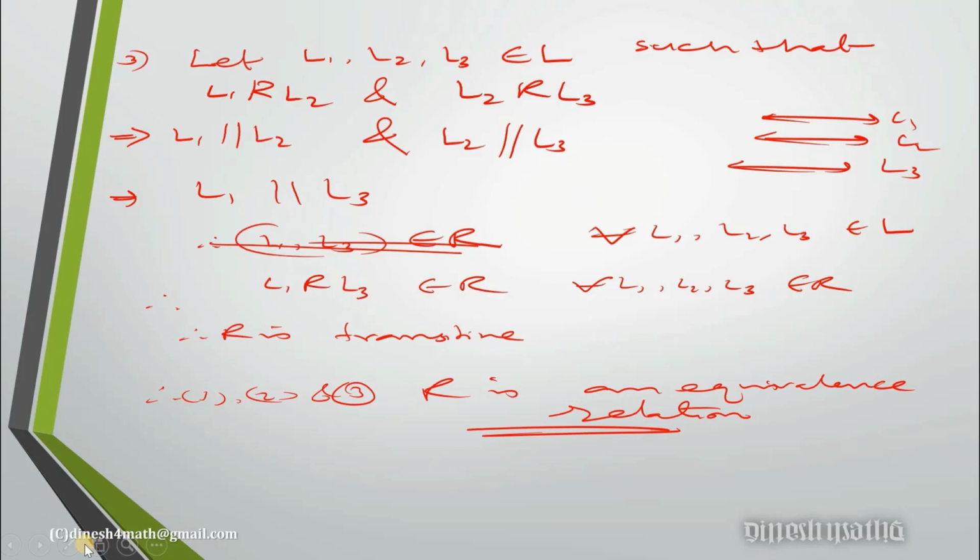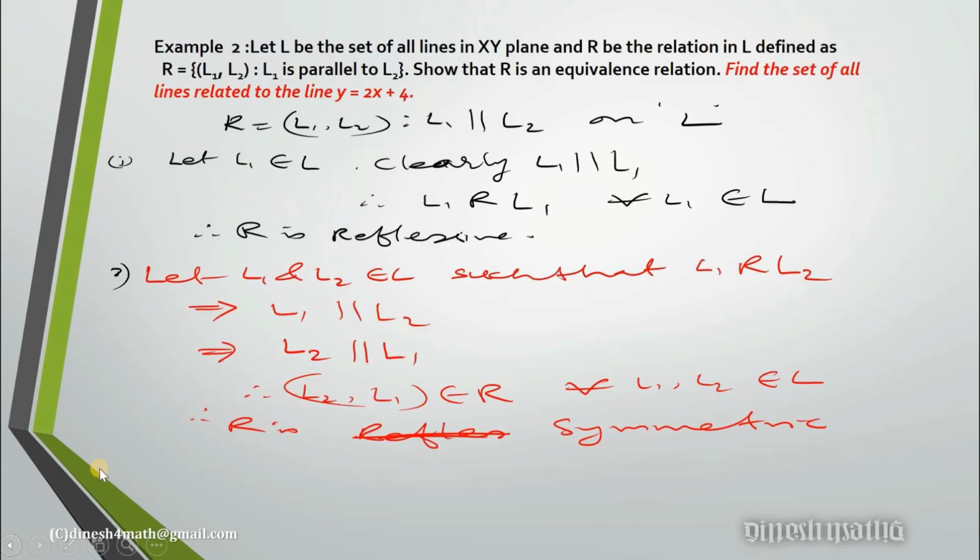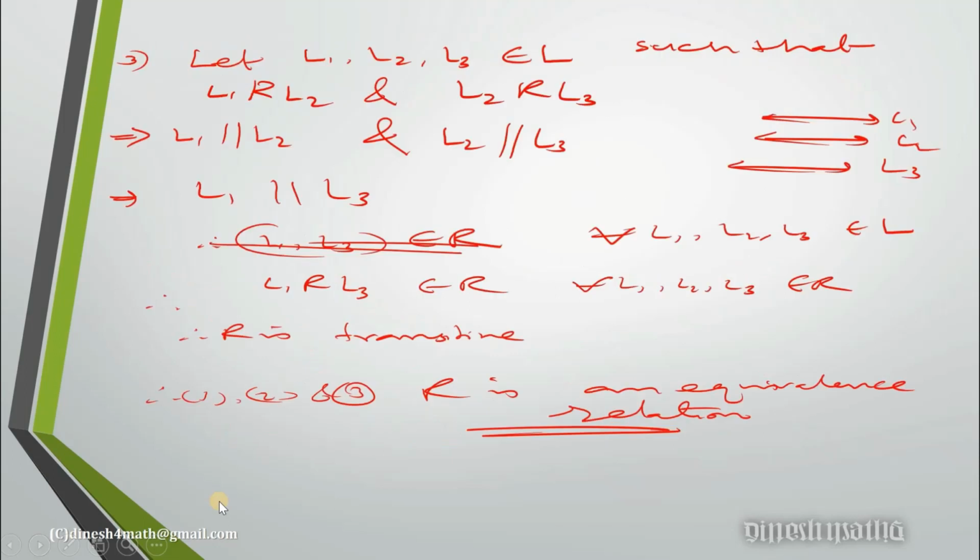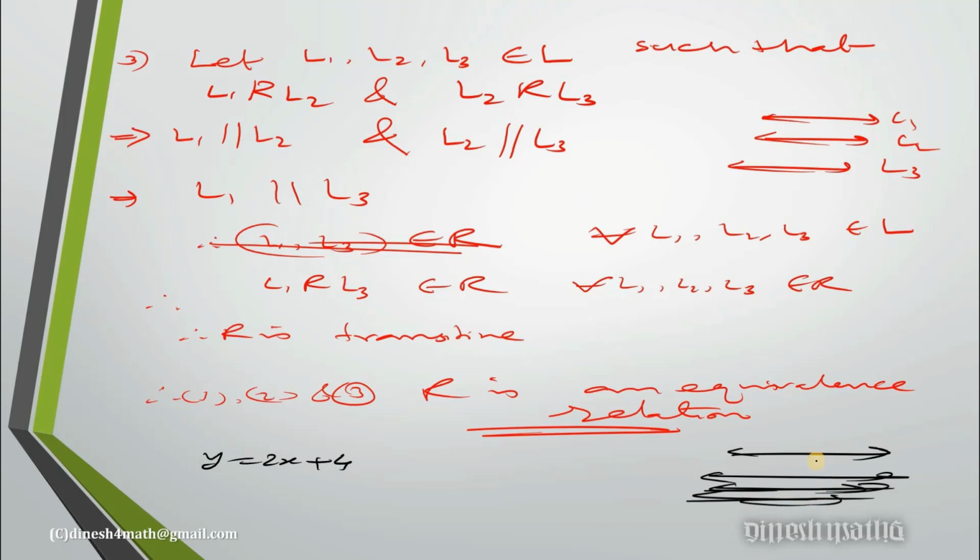Now have you seen there was one more part in the question? There was a part like find the set of all lines related to the line y is equal to 2x plus 4. So you already have a line y is equal to 2x plus 4, and you need to find all the lines which are parallel to that. If all the lines are parallel to that, what will happen? The slope remains the same. So your answer will be y is equal to 2x plus a constant.